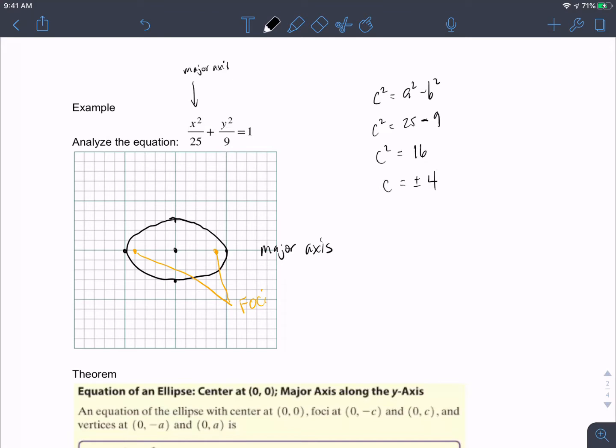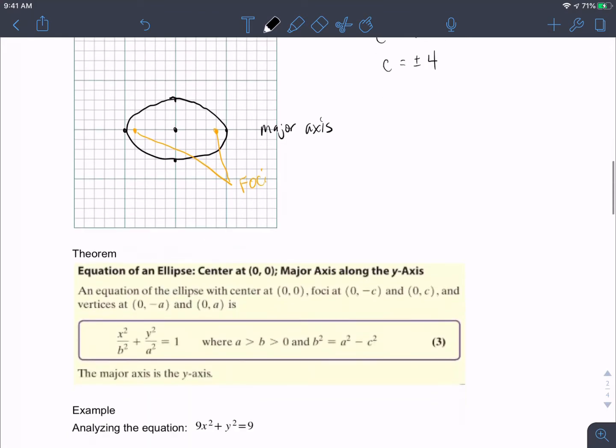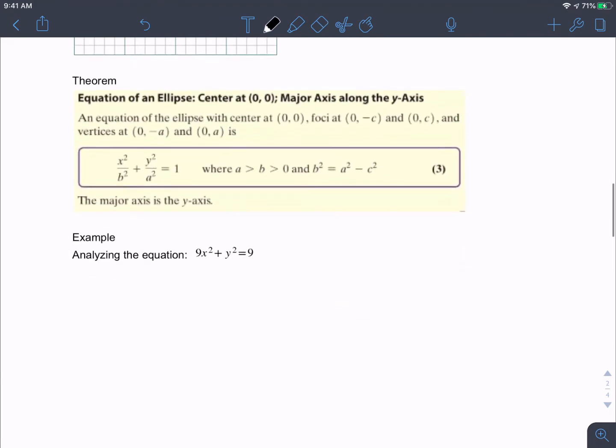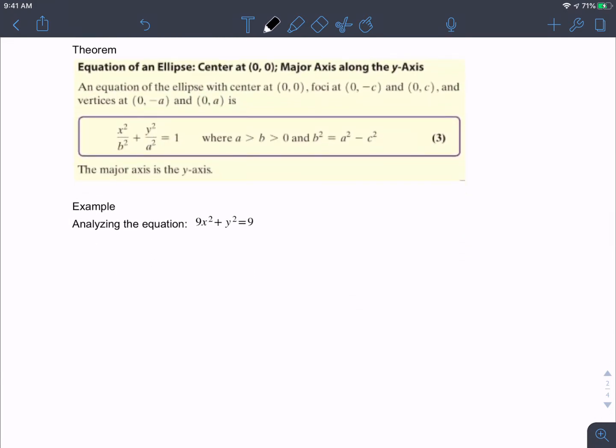Now when we have y as the major axis, here's what the theorem looks like. Again, the only difference is that instead of x-coordinates, the c and the a are found from the y-coordinates. We're going to have to manipulate this one a little bit to make it look like an ellipse. So what I'm going to do is divide everything by 9.